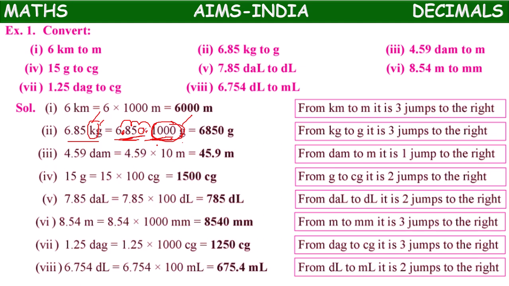Instead of K we have taken 1000. But while doing multiplication, if you want to remove 1000, the decimal point we have to shift towards 3 places right side because of 3 zeros. Then it will become 6850.0. But after the decimal point, if there is only 0, it will not have any value. We can strike it off: 6850 grams. Like that, we can convert.